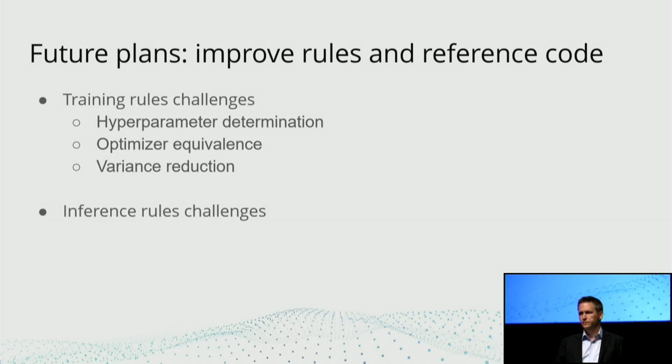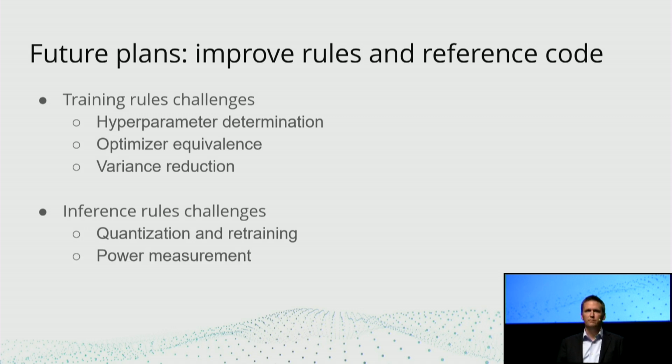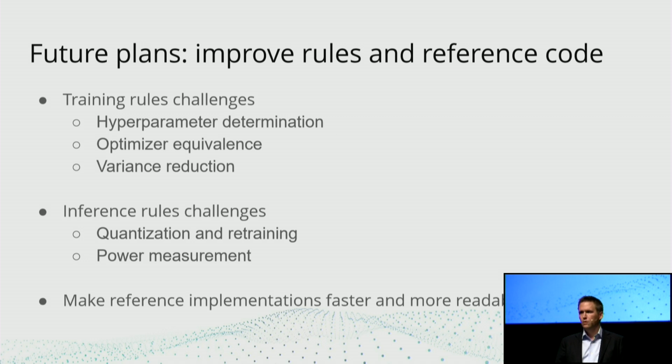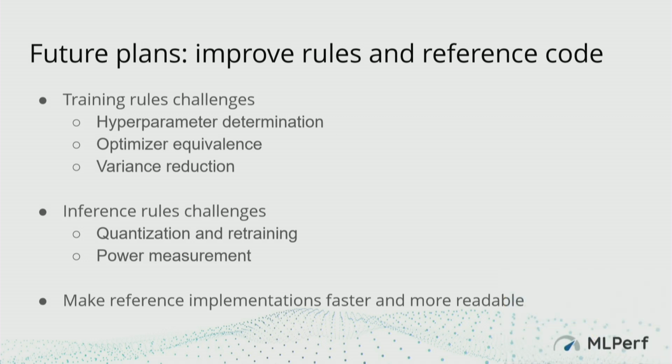For inference, quantization and retraining is really a struggle for us. We need to figure out a good rule for retraining. Power measurement. Power is hard. We're trying to figure out a sensible approach. We also want to continually make our reference implementations faster and more readable. ML is unique in that I think the reference implementations we use for the benchmark, the things that we say, are you equivalent to this, are not only good for benchmarking, they are pretty good starting points for development, and we will continue to make them better.